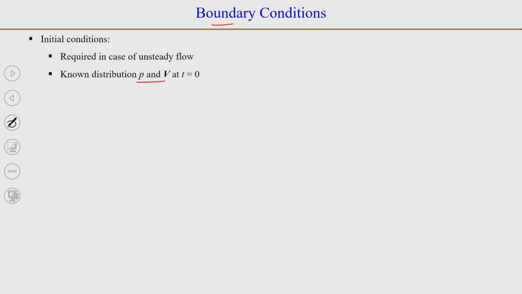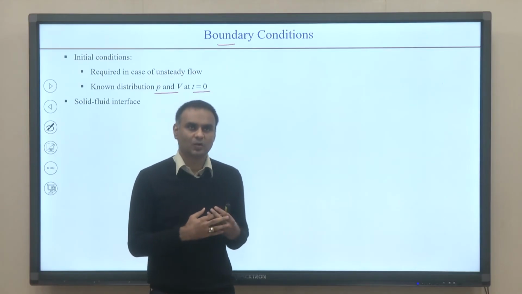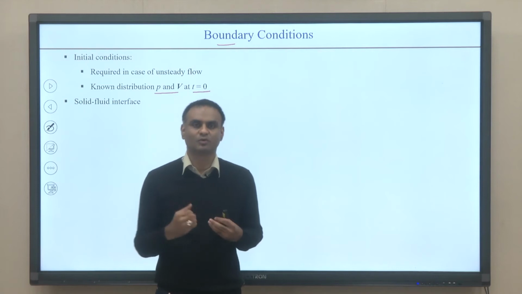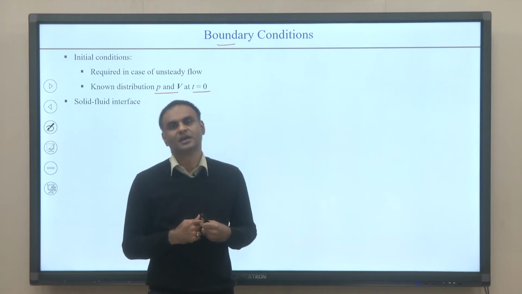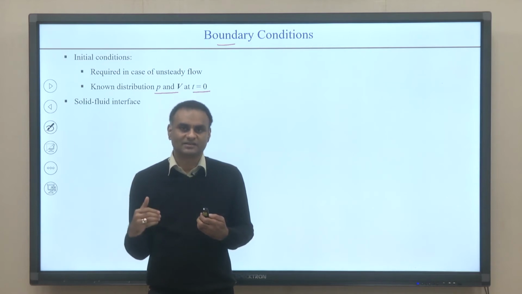Now, there are boundaries. So, when you analyze a fluid flow, you have a certain region of interest, and in this region you want to analyze or find out the solution for the velocity and pressure fields. So, in order to solve these governing equations, the mass and momentum conservation equations, you need to know the boundary conditions.